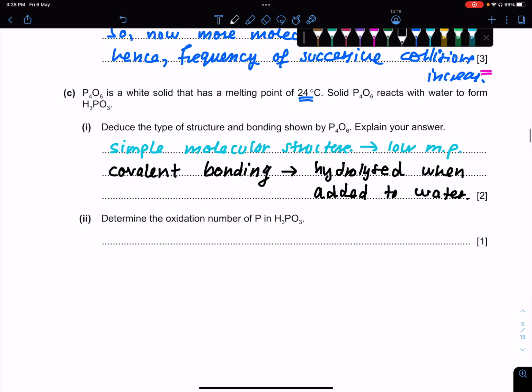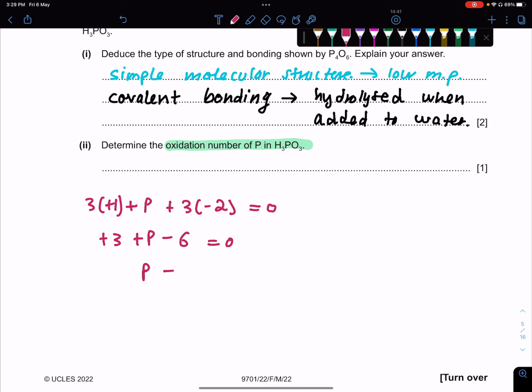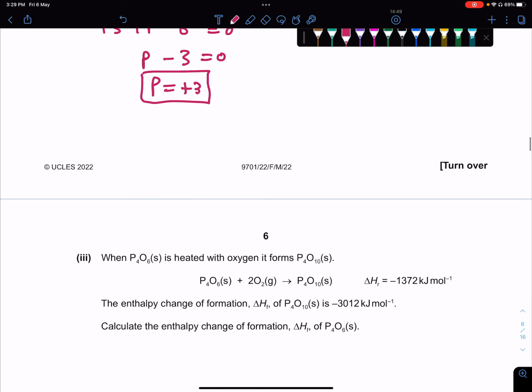Okay, next part. Determine the oxidation number of P in H3PO3. Very easy, right? H3PO3, so there are 3 hydrogens. Hydrogen is +1, phosphorus we have to determine, and there are 3 oxygens, and the oxygen oxidation state is -2. This whole compound is 0, right? So I forgot to write 1 here. So this is +3 plus P, -6, is equal to 0. So P - 3 is equal to 0, and P is actually +3. I'm writing it so that you all understand. So this is how you do this, right?